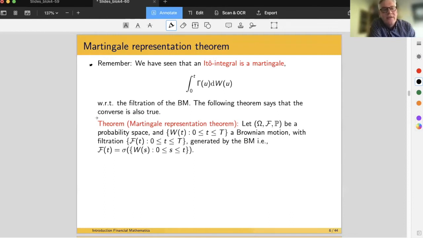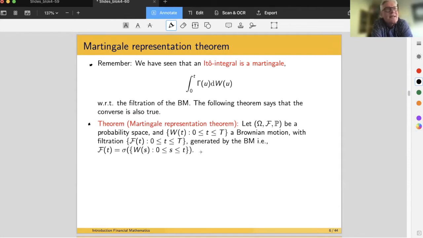Here you see the theorem, the Martingale representation theorem. Let (Omega, F, P) be a probability space and W_t, little t between 0 and capital T, be a Brownian motion with a filtration F_t, little t again between 0 and T, which is generated by the Brownian motion. And here we need to be specific. This F_t is the smallest filtration that you can consider as a filtration for the Brownian motion.